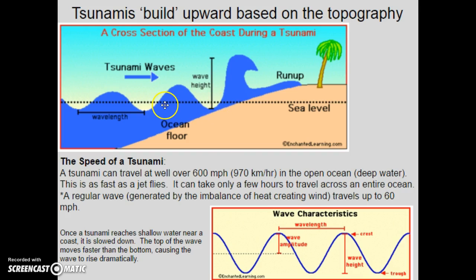So it pulls water back, then the incoming wave comes, it builds vertically, and we get these tremendous amounts of water that run through here. And this is what we call run-up. The run-up is the water that sloshes onto land. Notice land is higher than sea level. It eventually sloshes back, bringing everything with it.